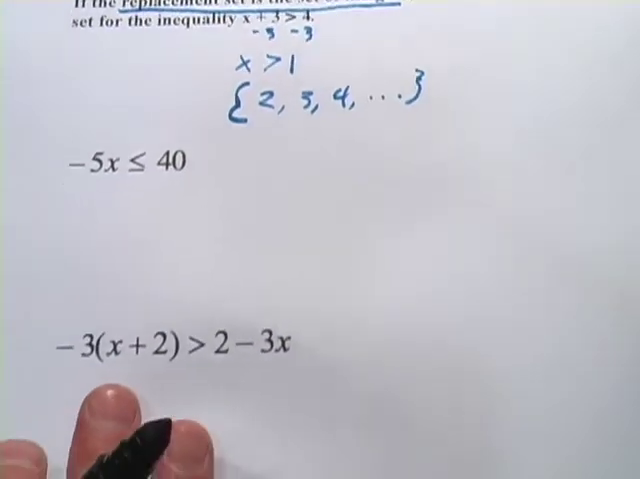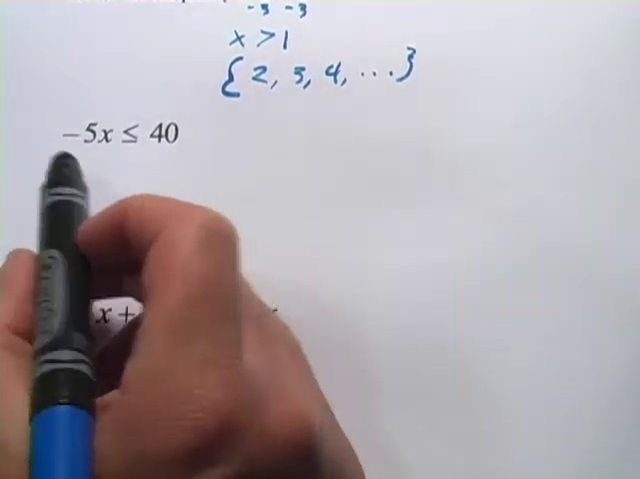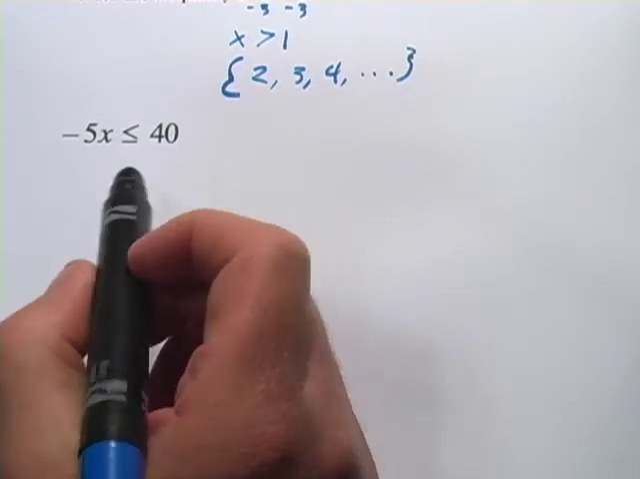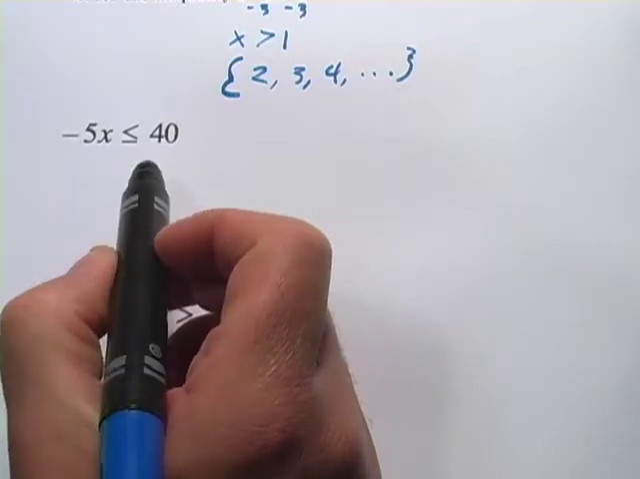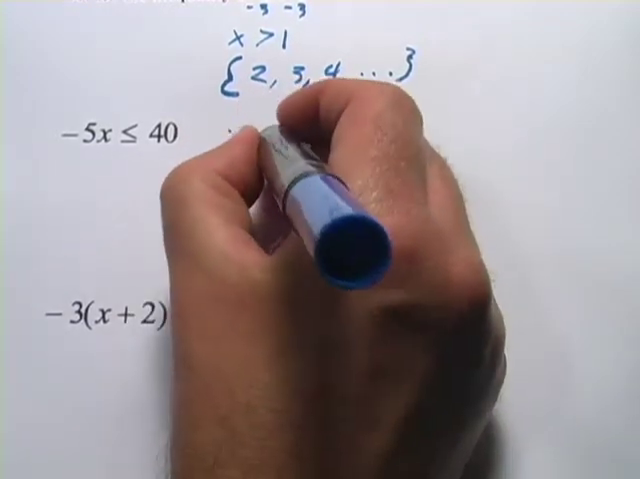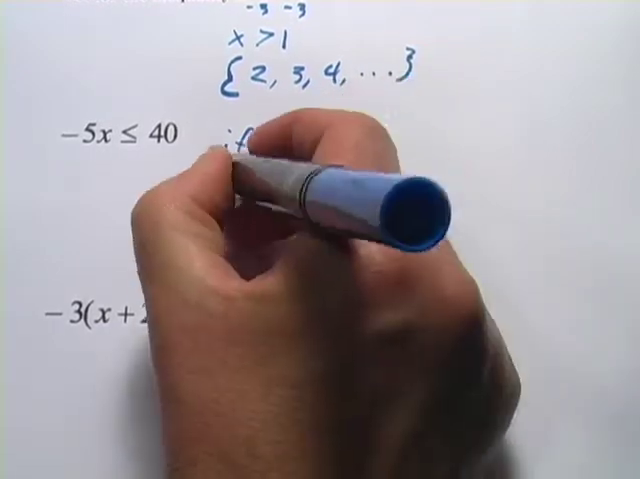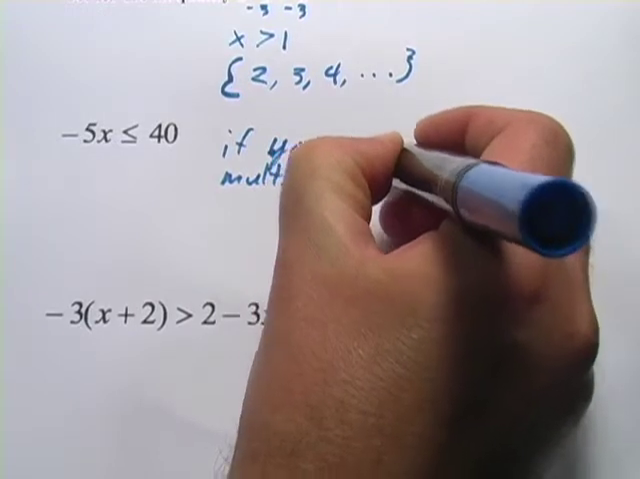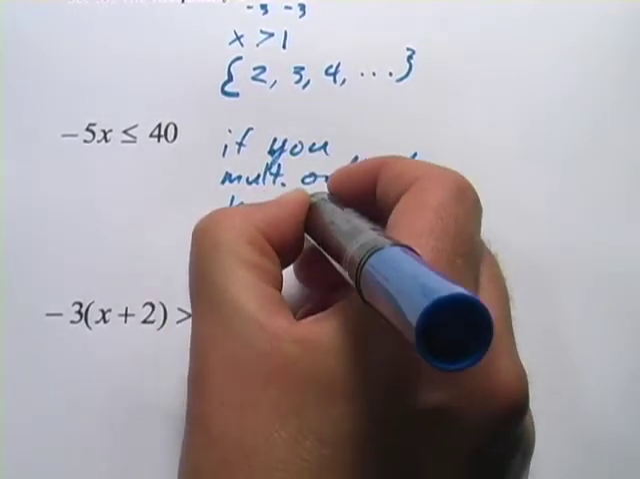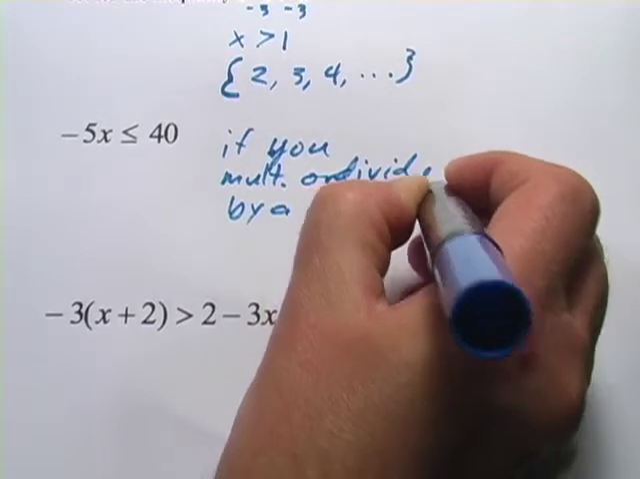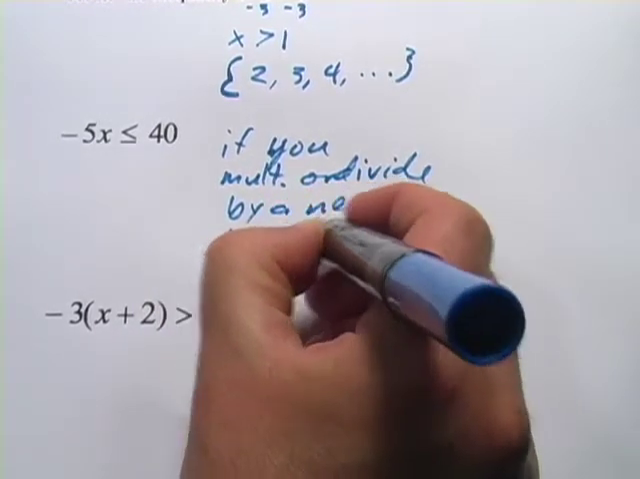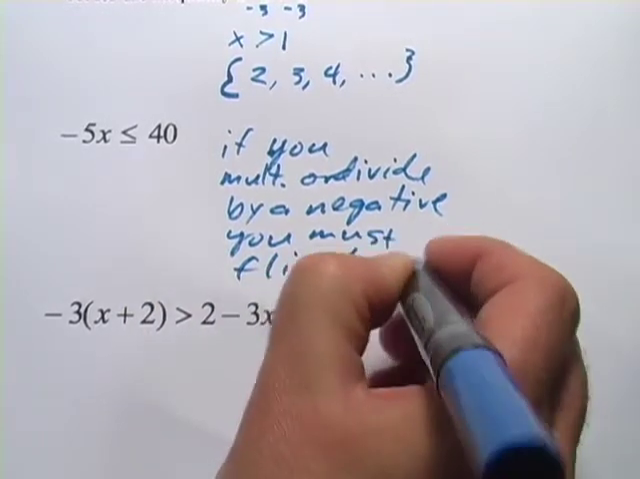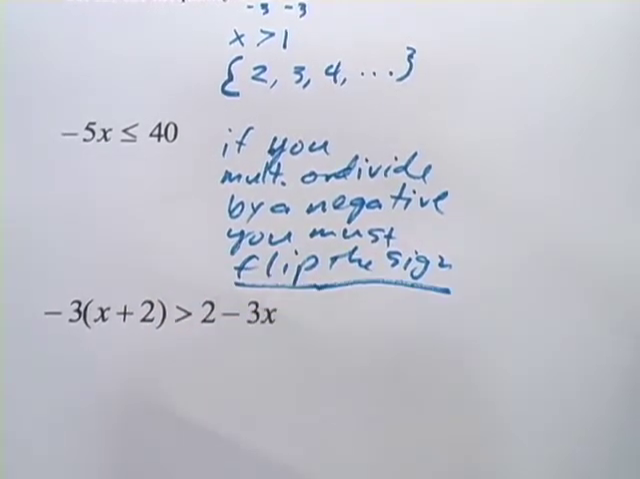All right, let's look at another one. This one says negative 5x is less than or equal to 40. And here's where we run into one of these special tricky rules that apply to inequalities. If you multiply or divide by a negative, you must flip the sign. So let's see how that works.